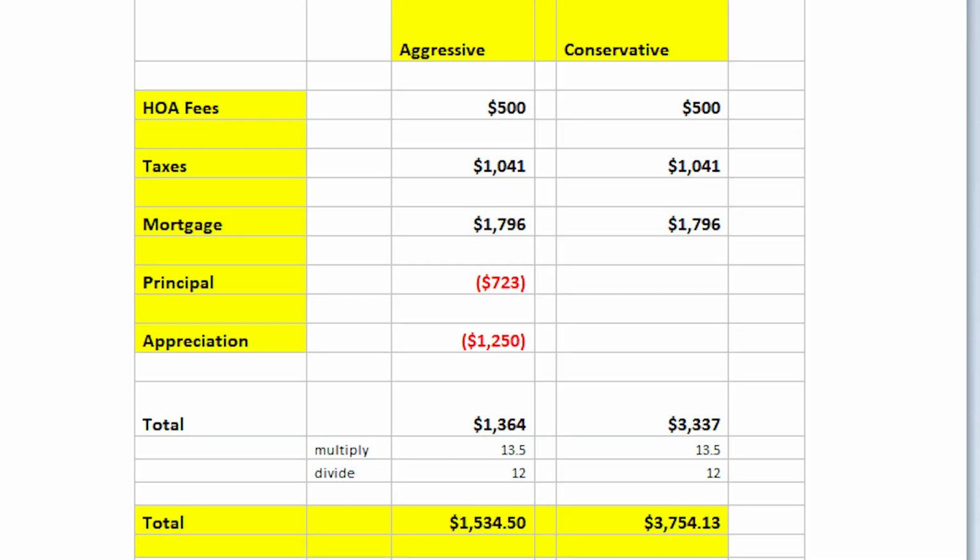As you'll see, we're simply taking all of those numbers and adding them together. On the aggressive side, it gets us to $1,364. But on the conservative side, it's $3,337. That's how much that amortization schedule matters, and that's how much the appreciation matters. Most people will say, gosh, I'm just breaking even. That rental property I have in the city, I'm just breaking even on that thing. Well, usually they're comparing their rent price to the conservative example.